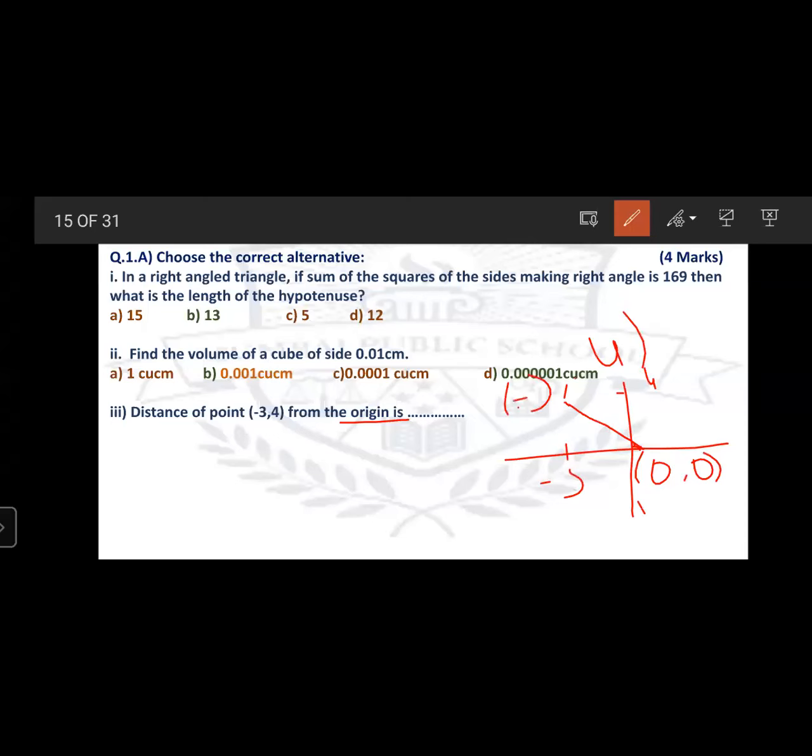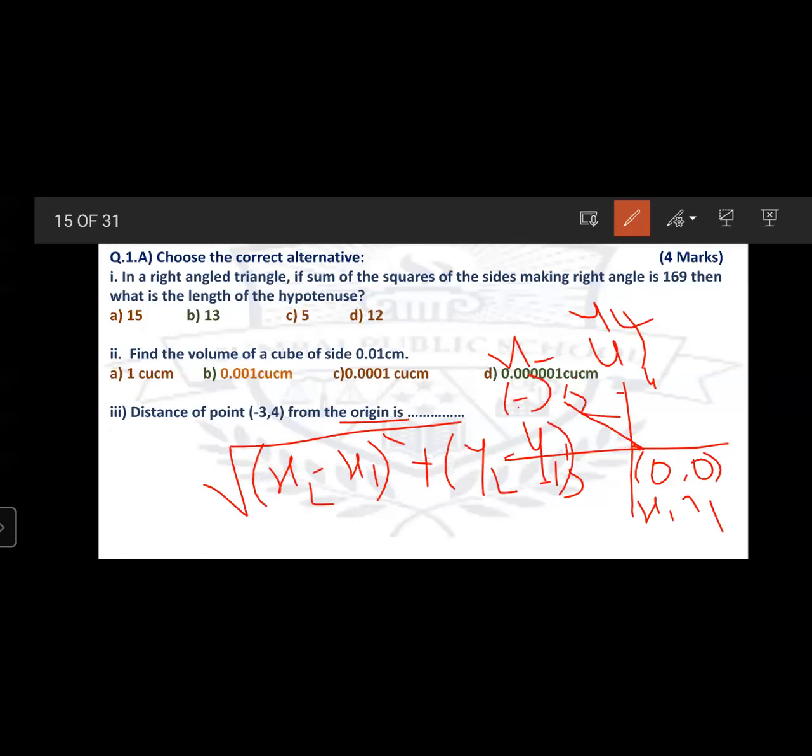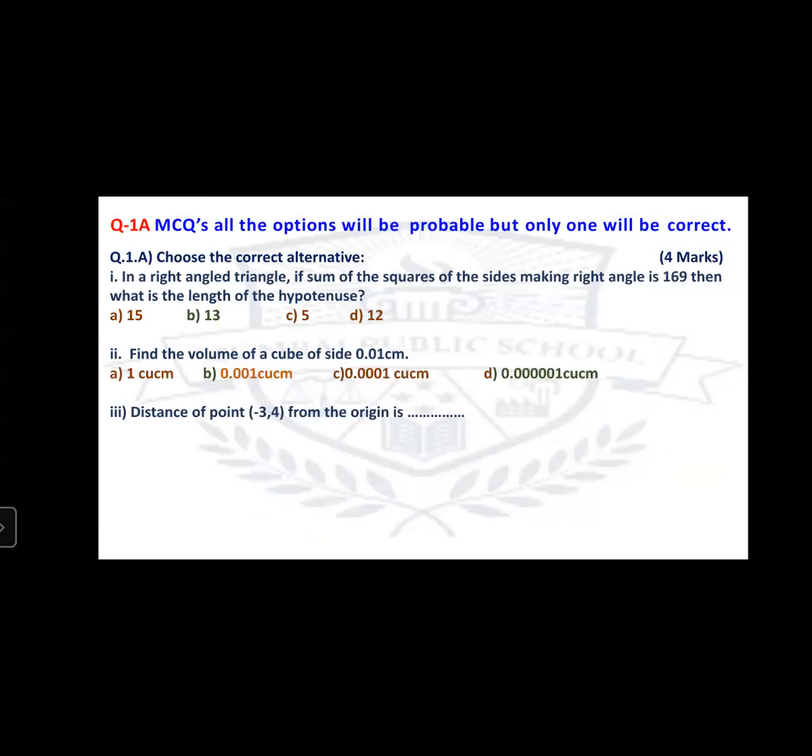Now consider this x1, y1, x2, y2, and then apply the distance formula, that is square root of (x2 minus x1) square plus (y2 minus y1) square. Substitute all the values. X1 is 0, x2 is -3. So -3 square plus 4 square. -3 square is 9, 4 square is 16, under root 25, and the square root of 25 is 5. So 5 is the correct answer. So we check the options 7, 1, 5, -5. So C is the correct answer.